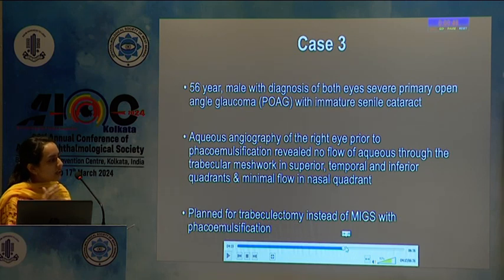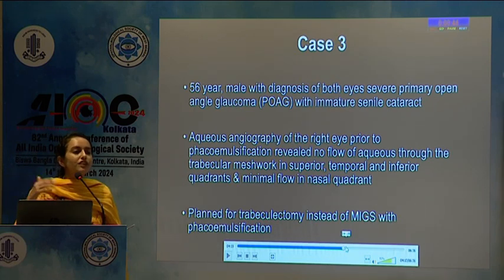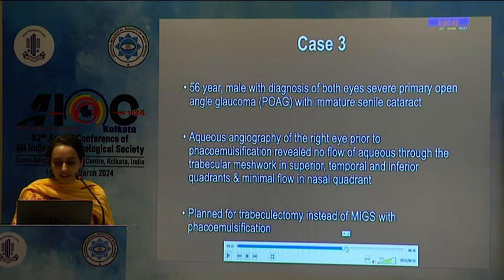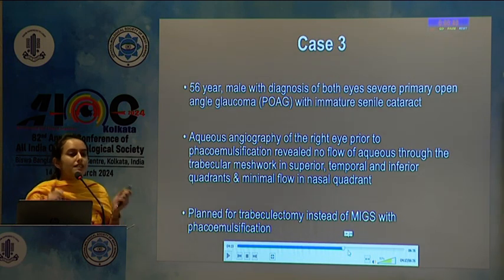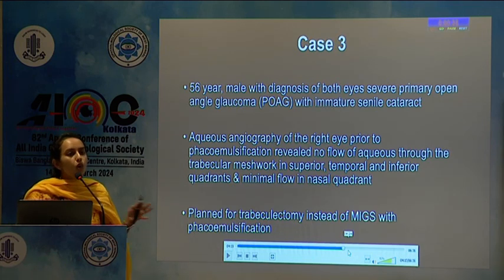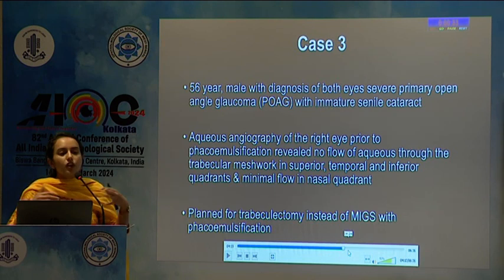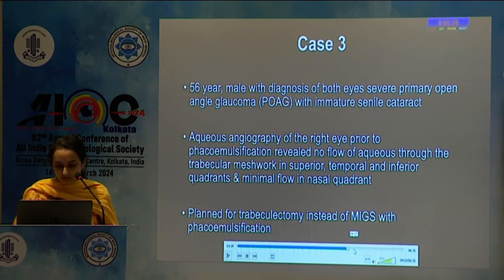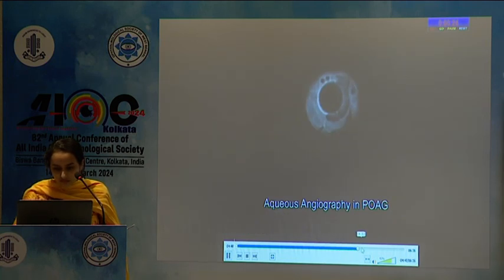And in those cases, rather than going for a MIGS, we've preferred doing a trap procedure, and vice versa. In a severe case, if we found a good aqueous outflow, we've preferred a MIGS over a trap to buy us time, because in glaucoma surgeries, we are actually buying time for the patient. Of aqueous outflow through the patient.